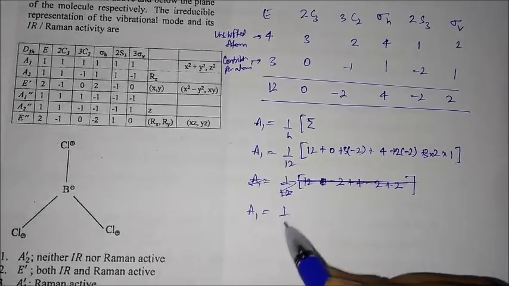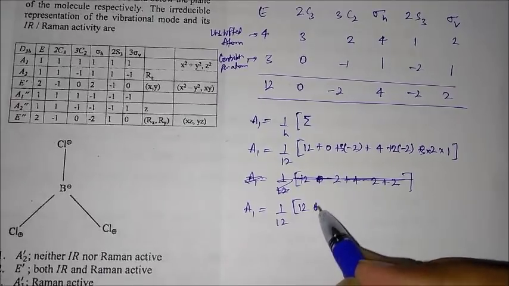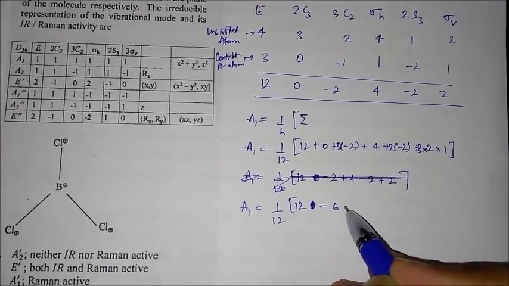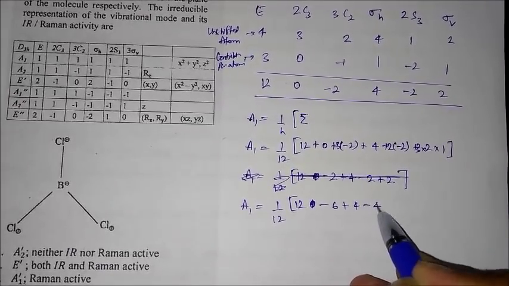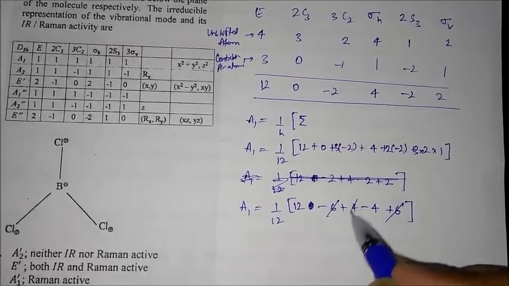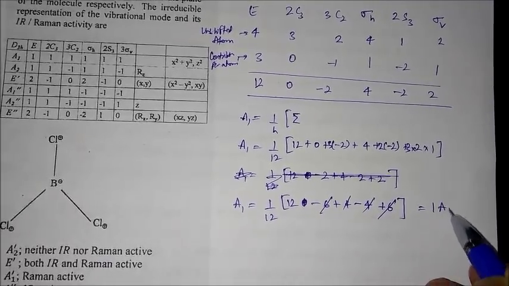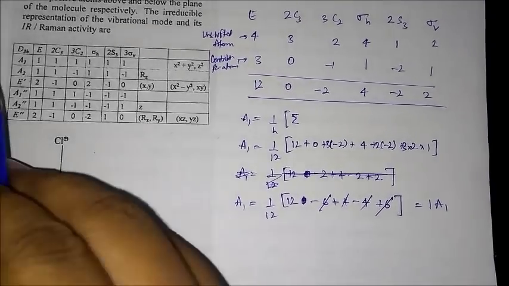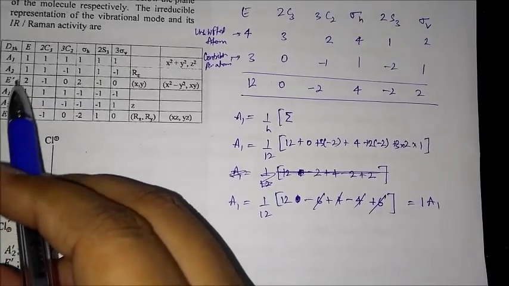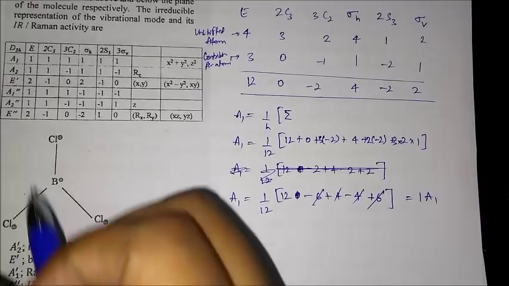So A1 equals 1 by 12, then you write 12 plus minus 6 plus 4 minus 4 plus 6. These will be cancelled out and 12 by 12 will be 1, so we get 1 A1. Similarly you have to do it for all of them: A2, E prime, A1 double prime, A2 double prime, and E double prime.